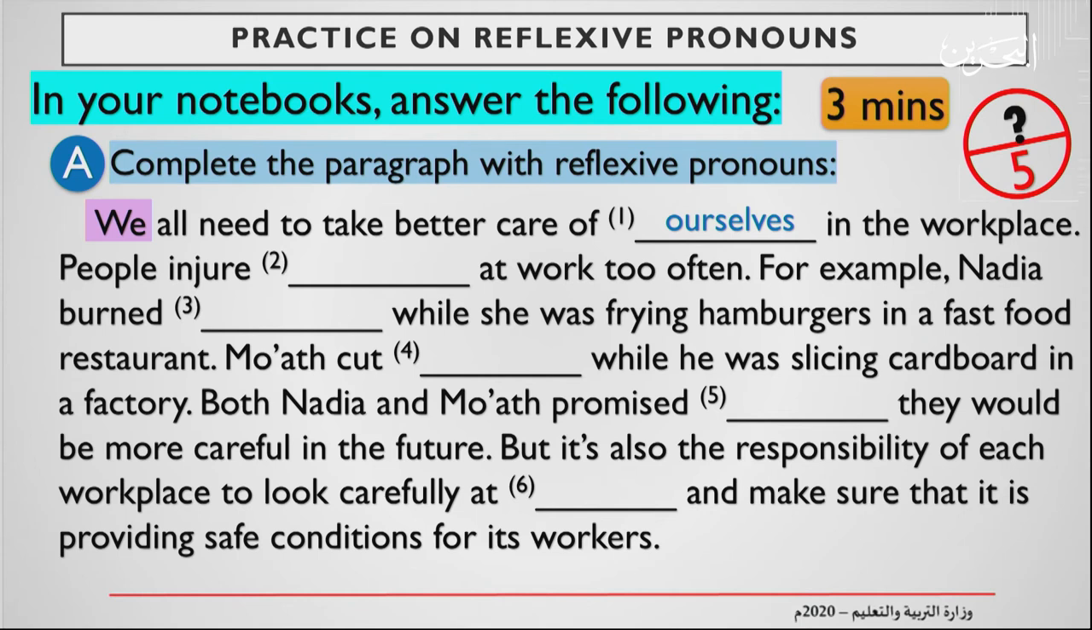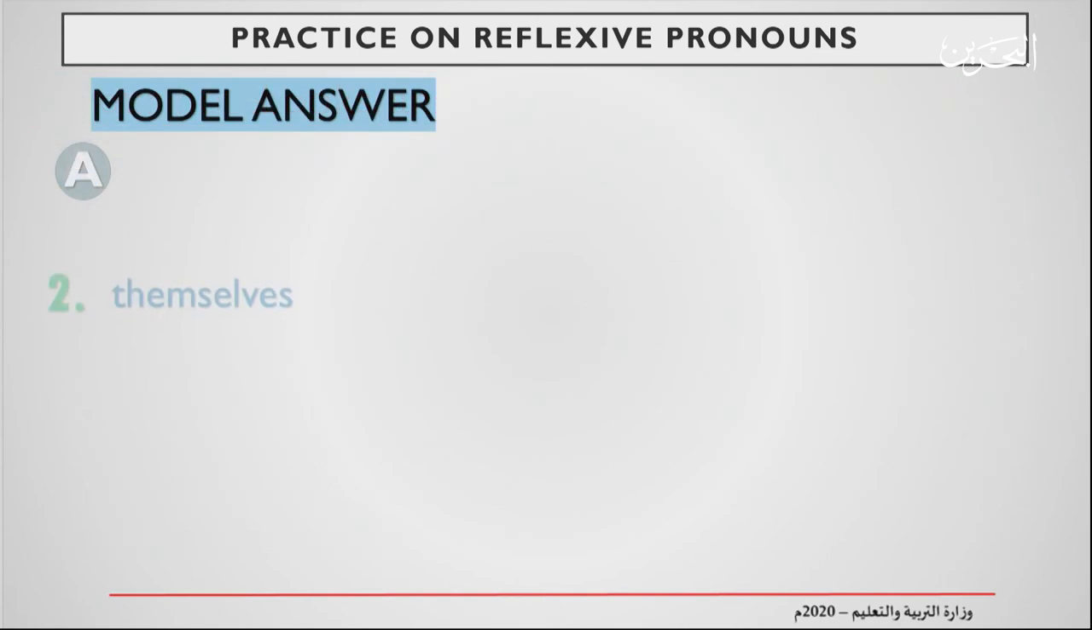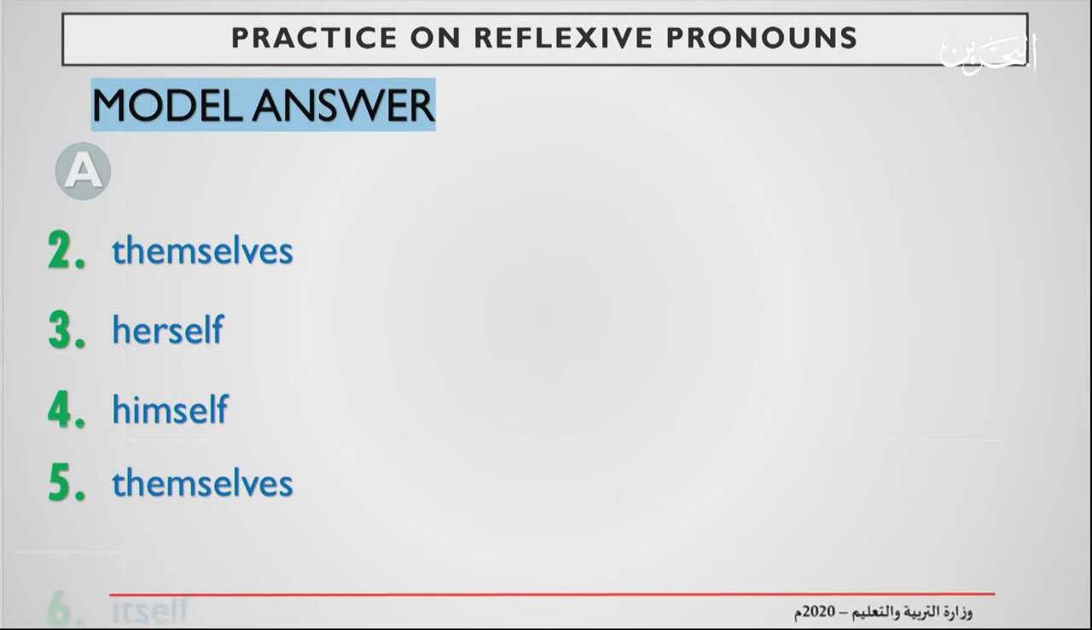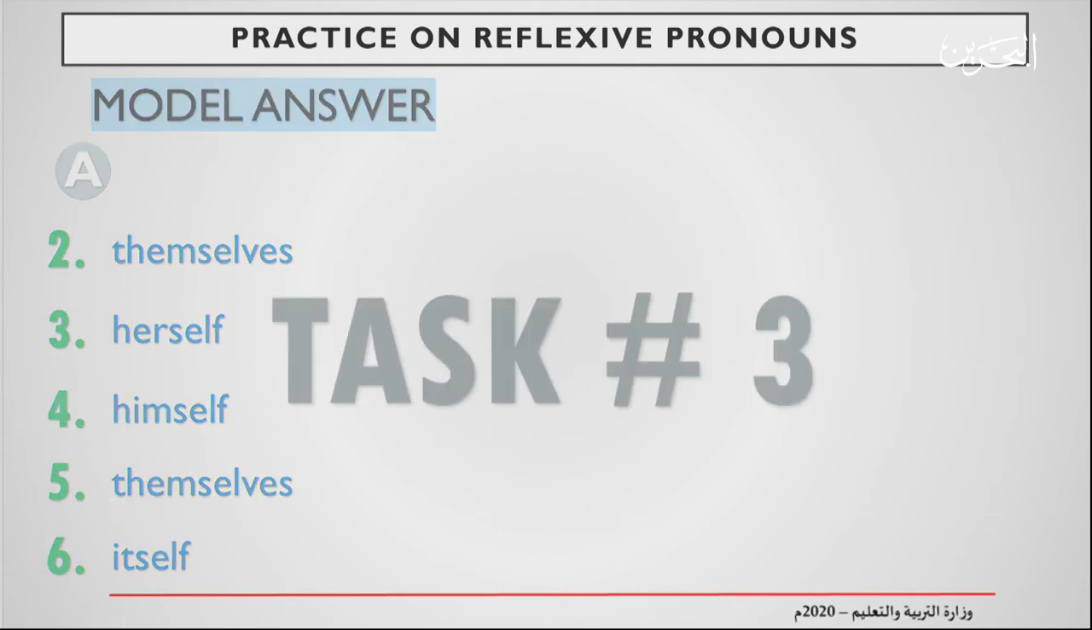All right, now let's go over to the model answers. So, the second one is themselves. Third one, herself. Fourth one, himself. The fifth one, themselves. Now give yourself a mark and let's carry on. We have a sixth one, itself. Give yourself a mark of 5 and let's carry on.